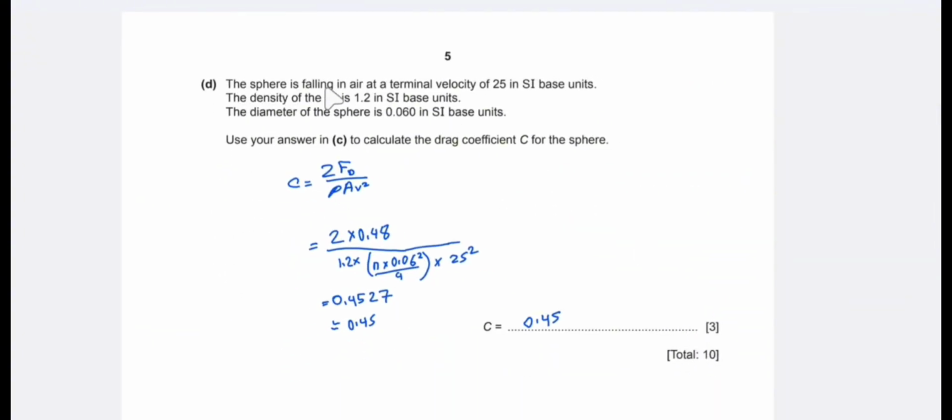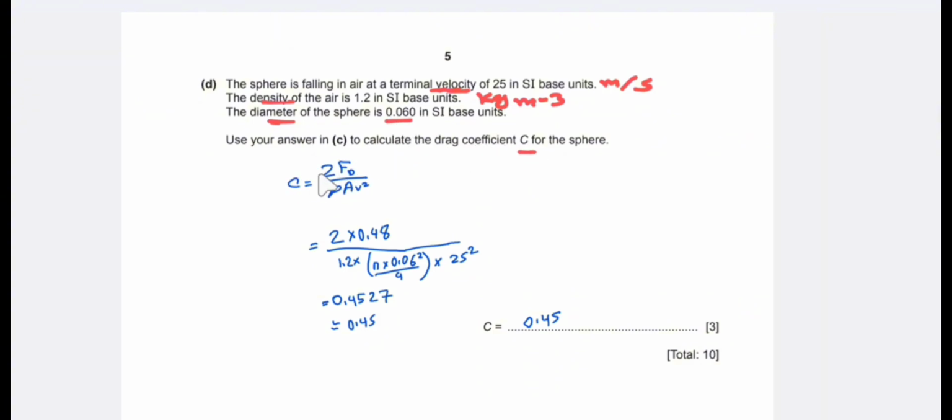Then the sphere is falling in air at a terminal velocity of 25 in SI base units. Since it is velocity, it has an SI unit of meter per second, that is, the sphere is falling at 25 meter per second. The density of the air is 1.2 in SI base units. Density is mass per volume, so kg per meter cubed, which is kg meter to the power negative 3. We know the value of velocity, density, and the diameter.